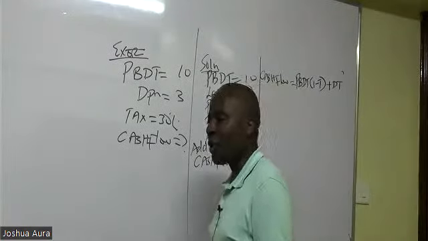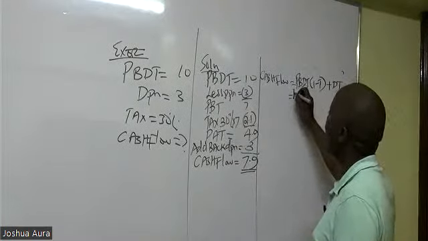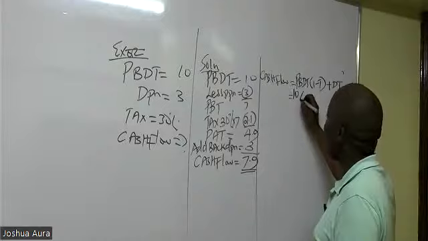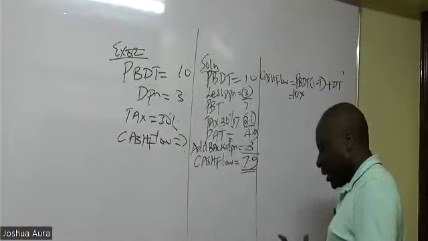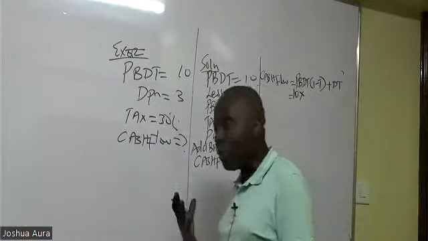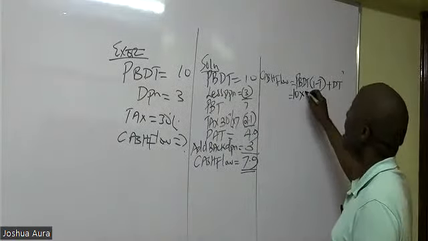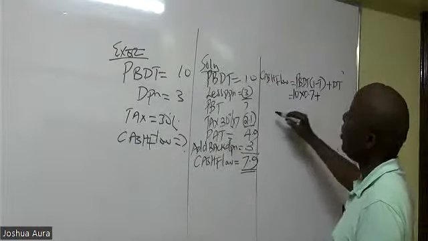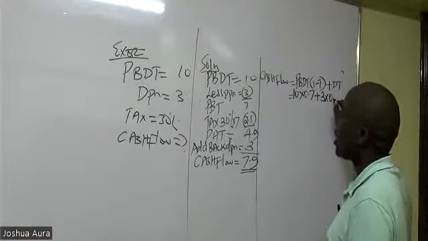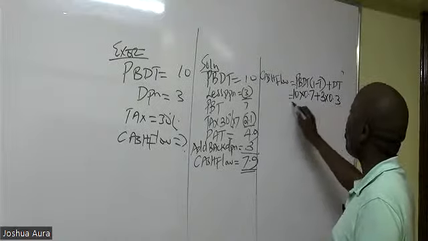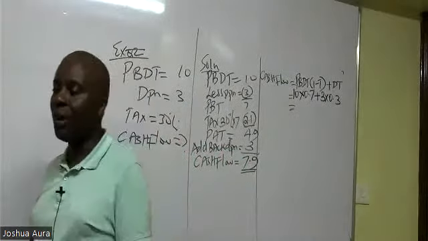So you come and add what we call the depreciation tax shield. So, ladies and gentlemen, this profit before depreciation and tax is what we already have as 10, right? Times 1 minus 30%. Tax is 30%. 30% is the same as 0.3. So 1 minus 0.3 is 0.7. So 10 times 0.7 plus depreciation itself, which is 3, times the rate of tax. Rate of tax is 0.3.